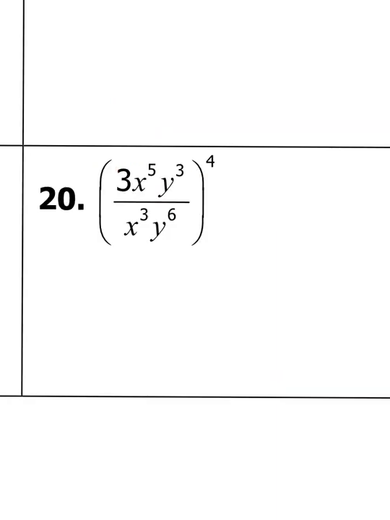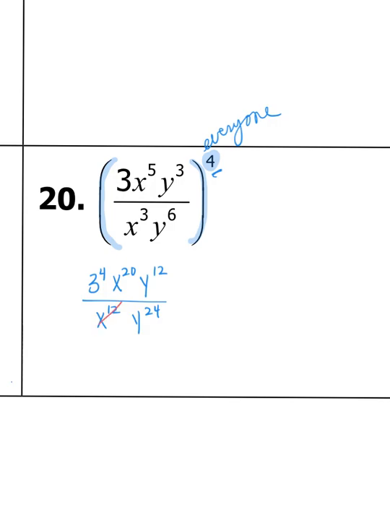Now 20 probably was a little tricky, but I do want to remind you that we do have to take care of this exponent first, and that exponent belongs to everyone inside the parentheses. So everyone's going to get hit by that exponent of 4. So let's do that. That's 3 to the 4th, x to the 20th, y to the 12th, over x to the 12th and y to the 24th. So again, what we were doing is I was hitting each component inside this parentheses with that exponent. 3 to the 4th, x to the 5 times 4, y to the 3 times 4, and so on and so forth. So everybody got hit by that exponent of 4.